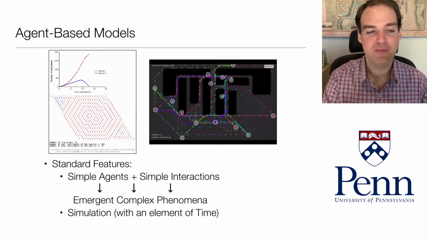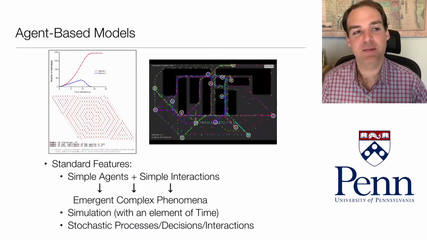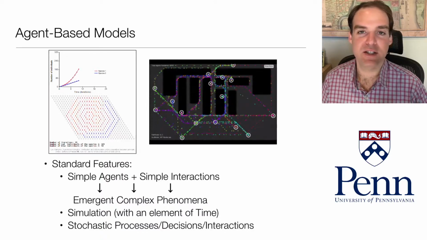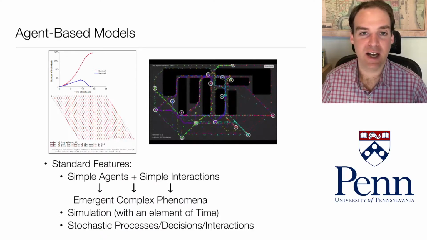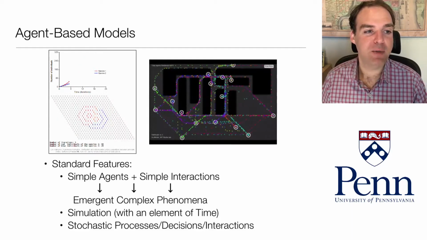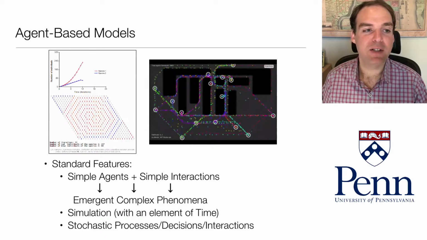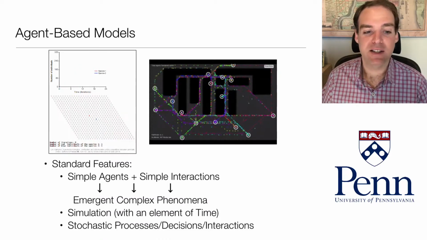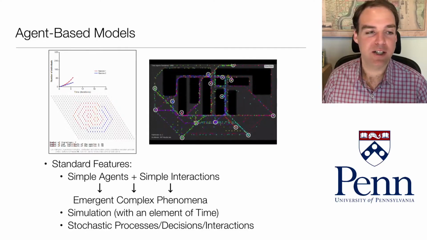Another standard element of agent-based models is that they often involve stochastic processes, decisions, or interactions, that is, things that happen with a certain probability. By including these elements, we can have more realistic models, but we can also have models that don't take a stand on how a certain thing goes, to let the model show us how different interactions might be produced.